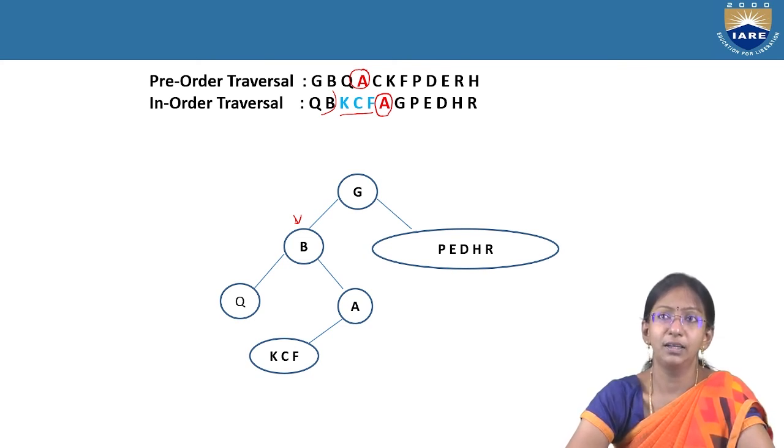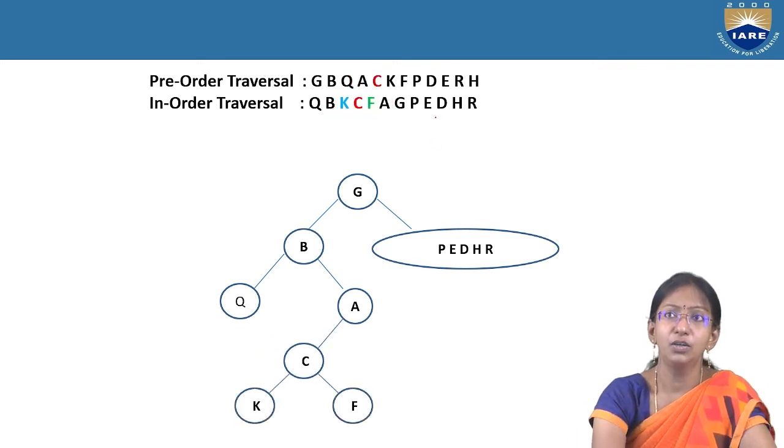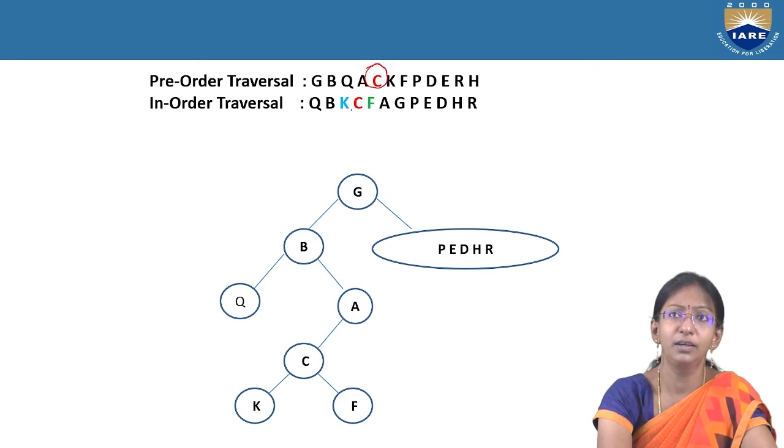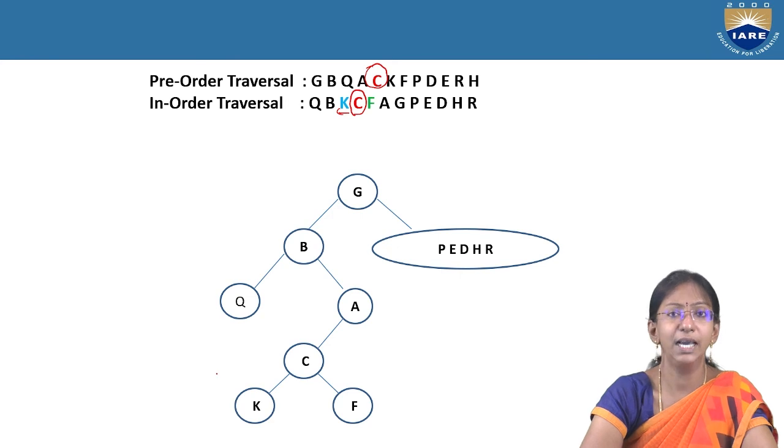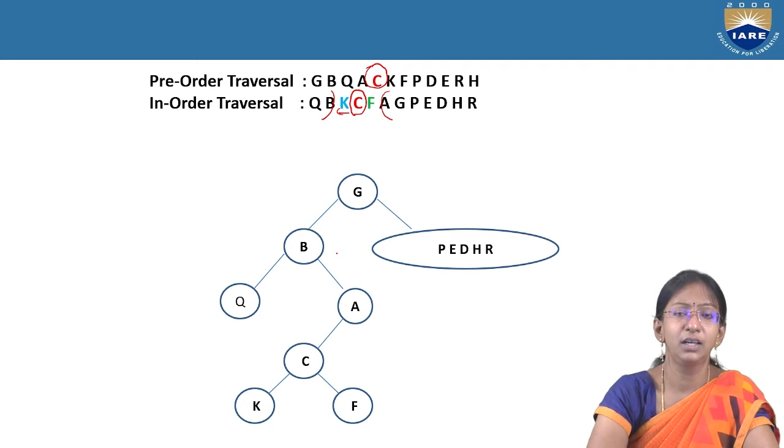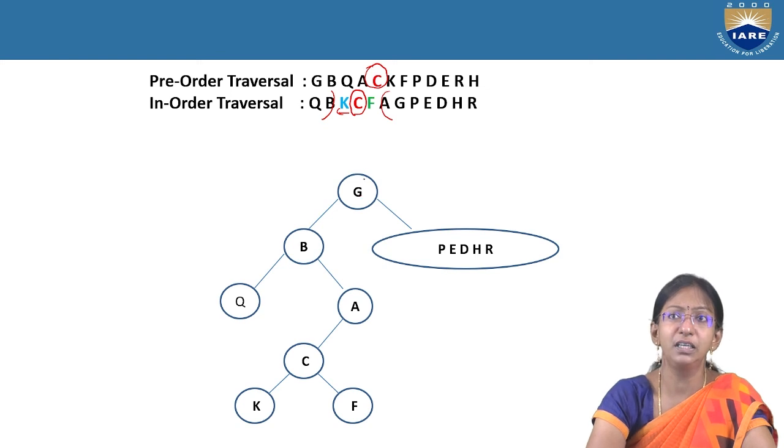Okay, let's check the next element in your preorder, which is C. Right? So C is the next element in your preorder. Locate where it is in your inorder. Here it is. So what is the element which is present left to it? K. So K acts as the left child. Guys, remember B is the boundary here and A is the boundary here because A is already taken. We know the right position of A, right? What is the right of C now? F. F is the right of C.